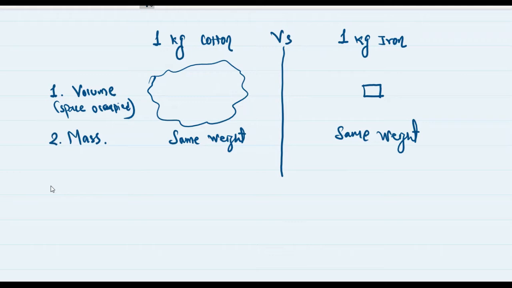So if you ask me, sir, what is my weight? You can measure your weight on a weighing scale, and you can consider that your mass also. So for now, mass and weight are the same thing. Don't get confused. We have been comparing 1 kg cotton and 1 kg iron.